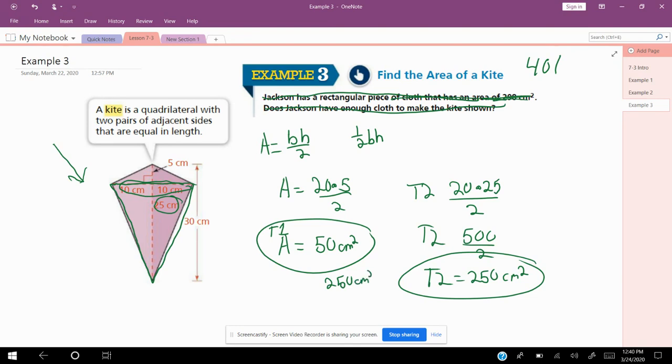And now I add those two together. 250 centimeters squared plus 50, I get 300 centimeters squared. And that will be our final answer right there.